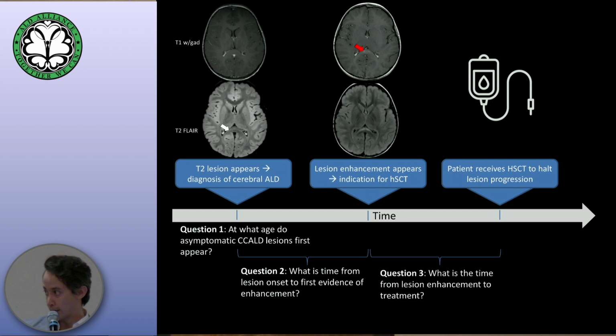And then from that point, how long does it take for that lesion to develop blood-brain barrier breakdown, which is then the referral scan to go to stem cell transplant or gene therapy? And then from that point, how long did it take, at least traditionally, for the patients to get treated?